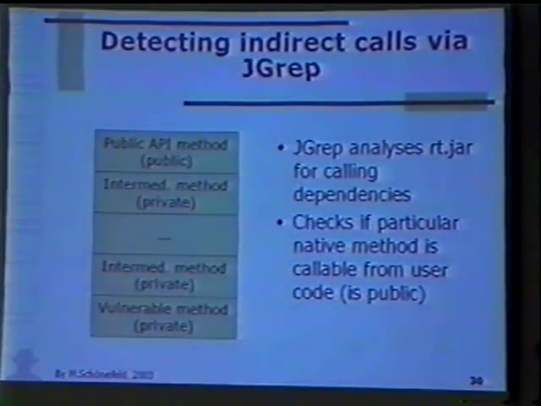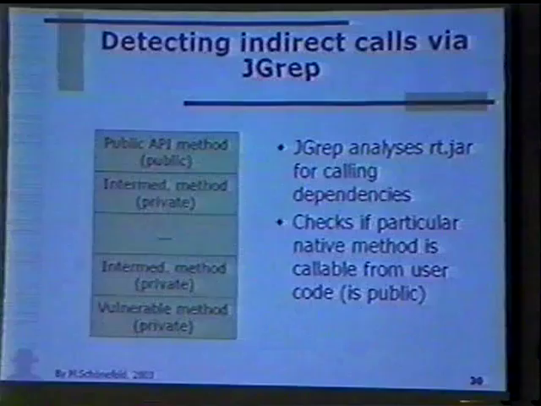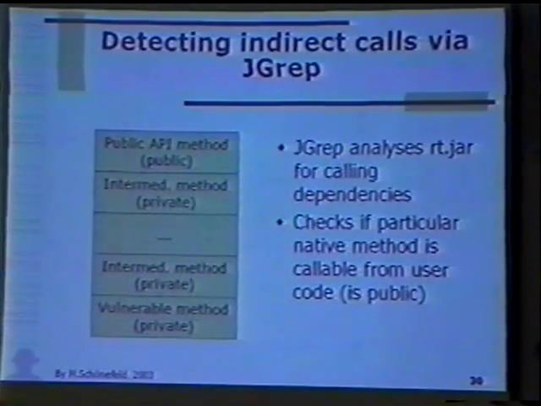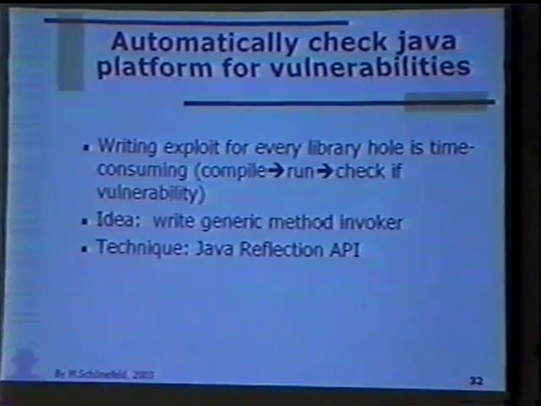So what does JGrep do? It analyzes if the non-public function can be called from some other function, so I can maybe do an indirect call to the vulnerable method through some intermediate methods. So this can be a very recursive problem, but almost always they are reachable via one level. It can also be very time consuming to write a Java program for every potential vulnerable entry.